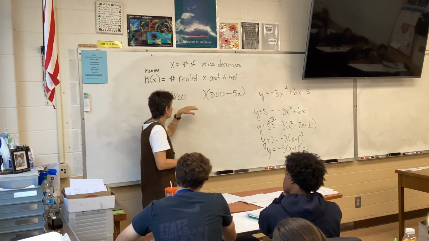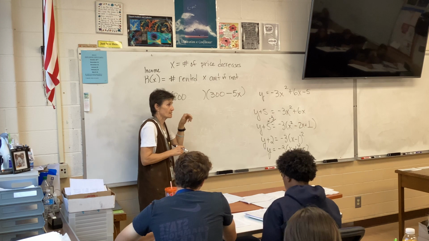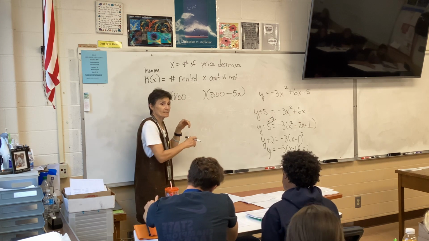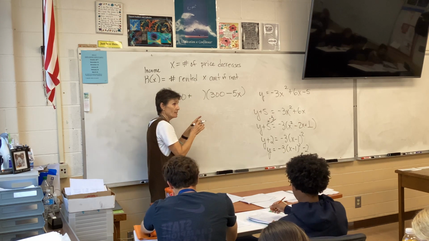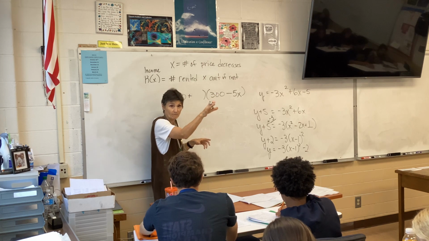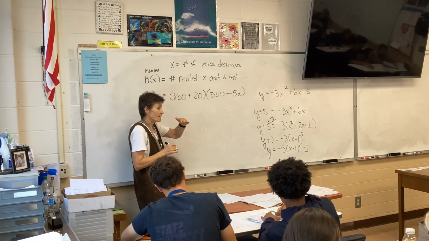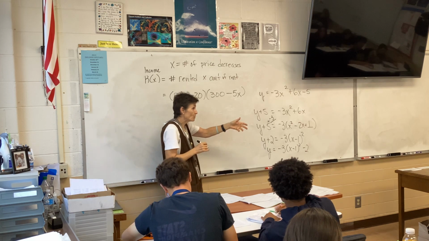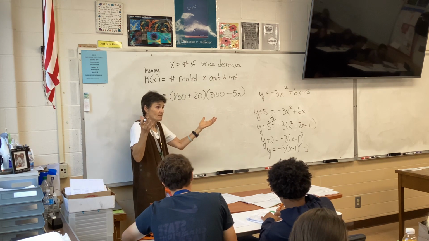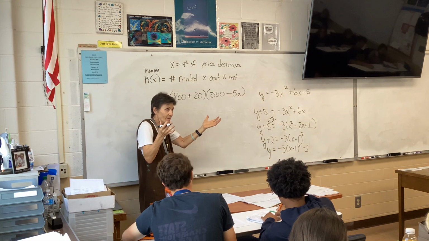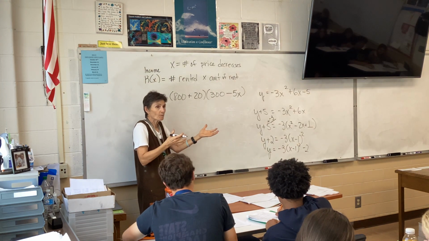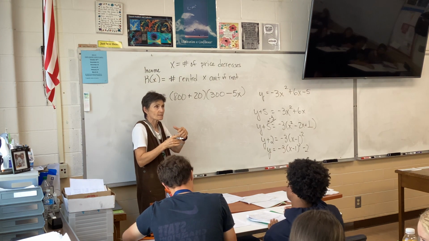Now, what happens to the number of units they rent? It's going up 20x, in increments of 20. So when they lower the price, they rent more units. Does that make sense to you? Yeah, that's basic economics, right? They lower the price, they rent more units.